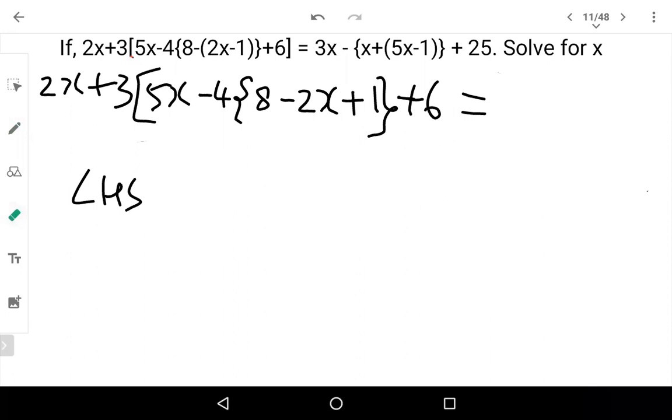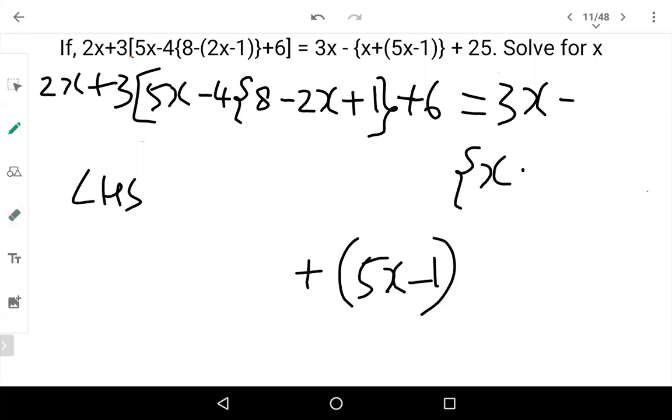Now, in RHS, again, understand 3x minus flower bracket. Okay, I'll write this flower bracket thing below here. Okay, you have x. Now, after that, you have plus 5x minus 1. This is what we have. So plus means if there is no number, I can assume that there is 1. So plus 1 into 5x will make it as plus 5x.